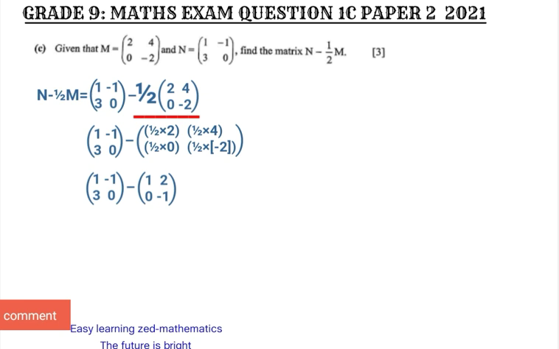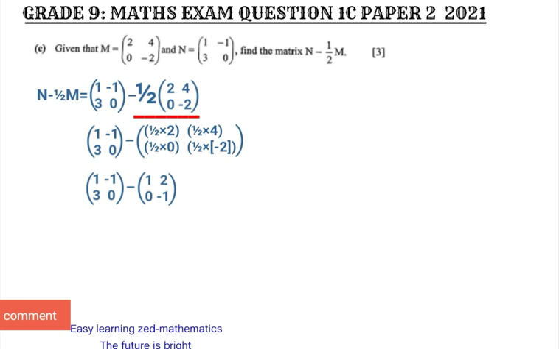The other thing you need to consider when you're subtracting matrices is that you subtract elements that are corresponding. What I mean is, when you're subtracting, you look at elements in the two matrices that are occupying the same position. They are in two different matrices, but they occupy the same position, so they are called corresponding elements. So 1 in matrix N and 1 in the matrix that is the product of 1 over 2 multiplied by M, they are corresponding.